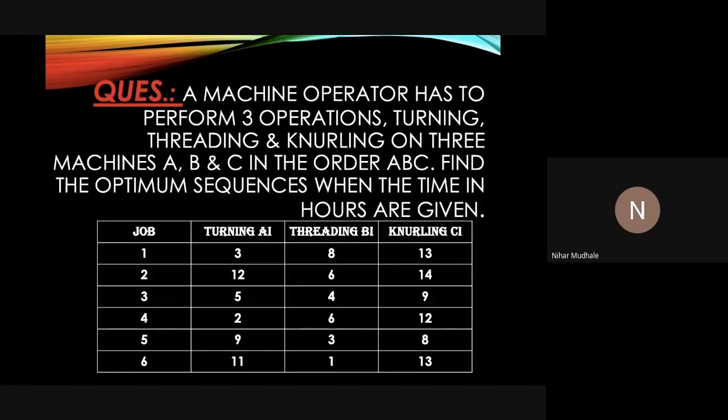So, for example, a question is given: a machine operator has to perform three operations, turning, threading, and knurling, on three machines A, B, and C in order ABC. Find the optimum sequence when the times are given. So here we have the jobs given. We have three machines, A, B, and C, and every machine's readings are given below.